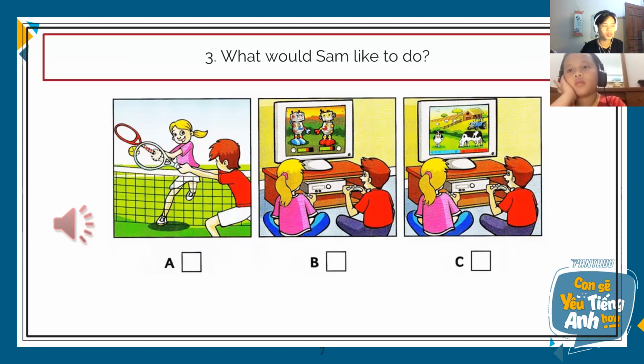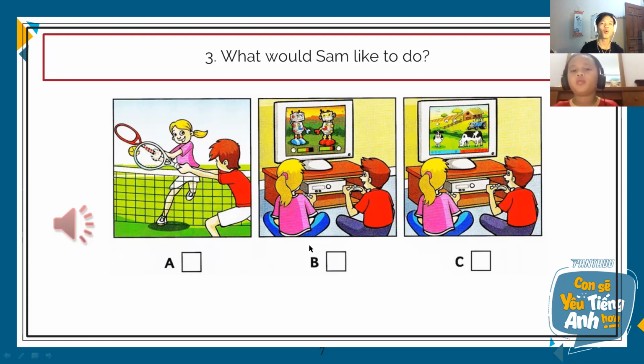What would Sam like to do? It's a nice day today. Let's have a game of tennis, Sam. Oh, not today. Can we play on the computer? Okay. Can we play my animal game? Oh, not that again. I've got a new robot game. Let's play that. Oh, okay then.